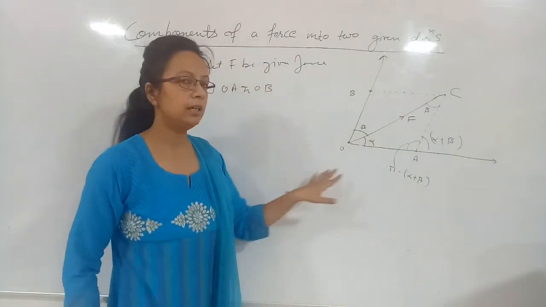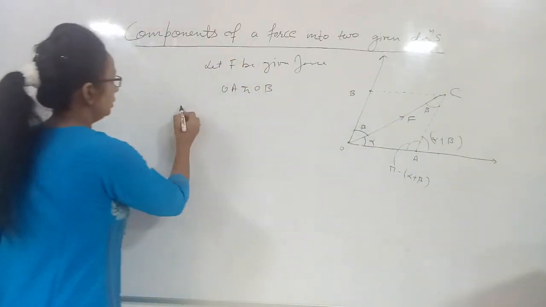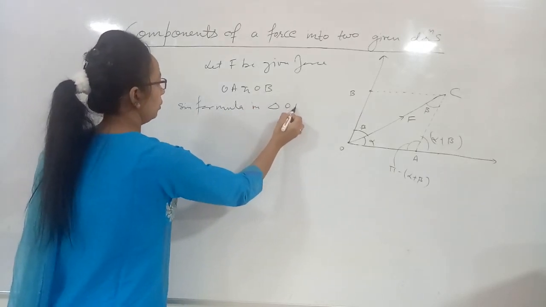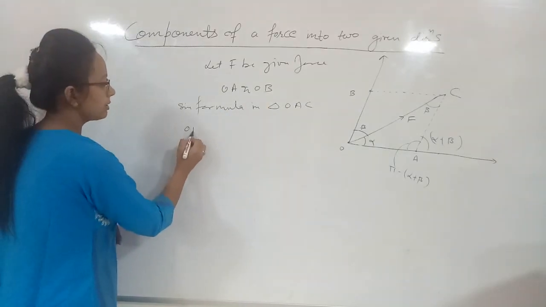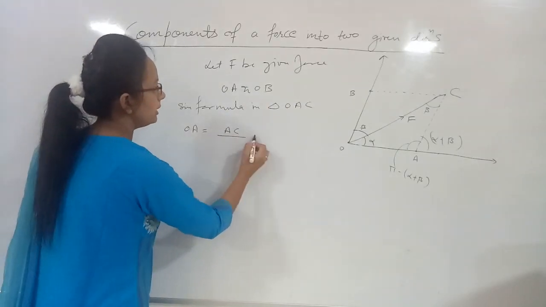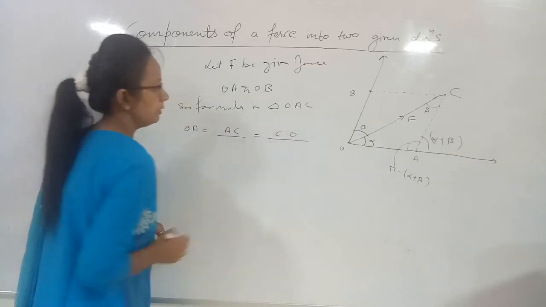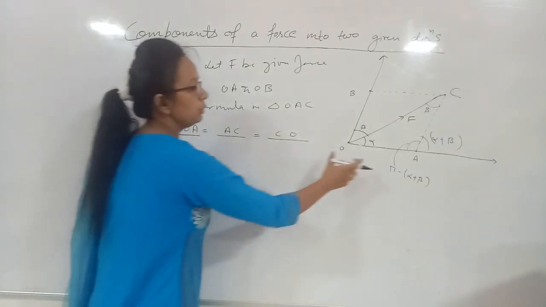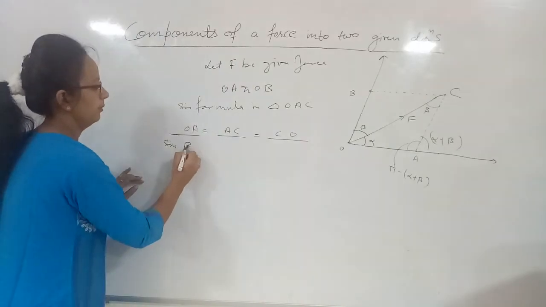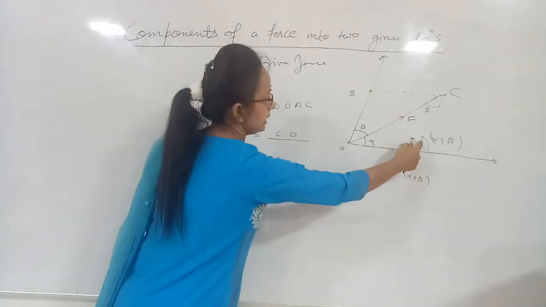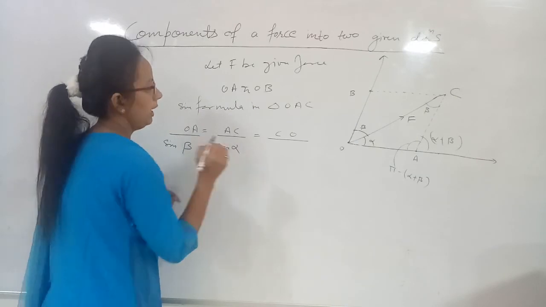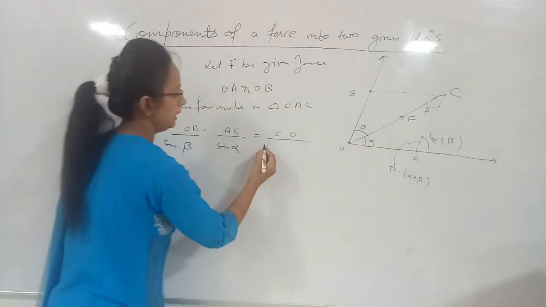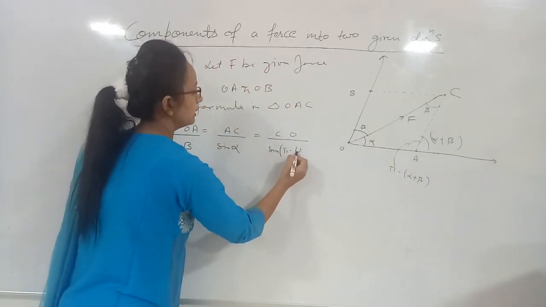So we can apply the sine formula in this triangle OAC. Each side, OA, AC and CO, is proportional to the sine of its opposite angle. What is the angle opposite to OA? The angle is beta. And the angle opposite to AC is alpha. And the angle opposite to OC is pi minus (alpha plus beta). So this is the sine formula.